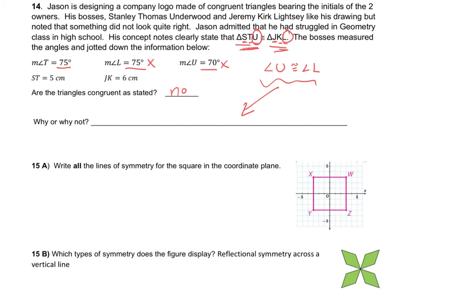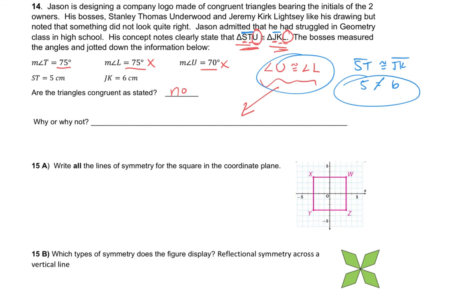Okay, is there any other reasons? Yeah, there's other reasons. We also know that ST should be the same as JK. ST should be congruent to JK. And I see that ST is 5, so it should be equal to JK, but JK is 6, so they're not equal. So there's 2 reasons why Jason messed up. He should have paid more attention in geometry.